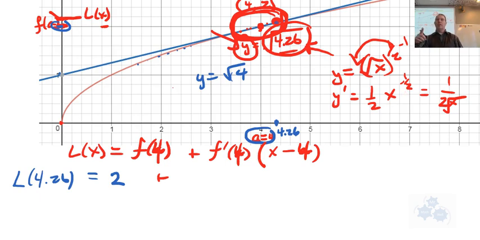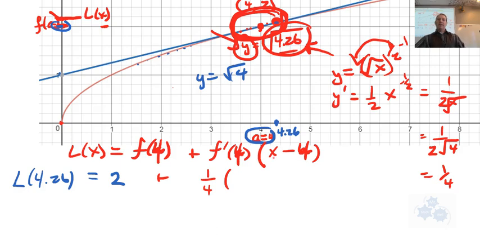I thought you said 1 over 2x. Did you say 1 over 2x? You said 1 over 2 root x? Okay, good. So 1 over 2 root x. Now, if x is 4, what is this? 1 over 2 times the square root of 4. 1 over 4. So this is 1 over 4.